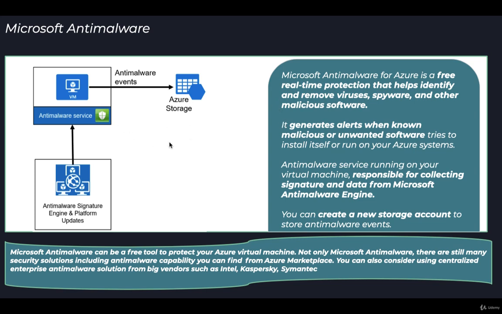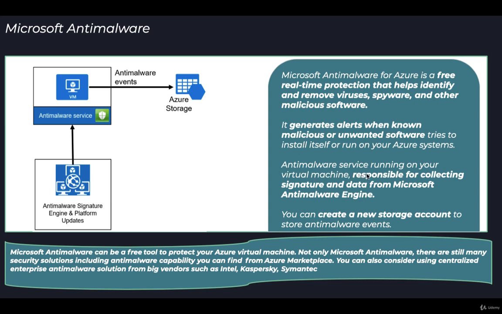So Microsoft Anti-Malware is a real-time protection, a free service that helps you identify malicious software installed onto your machine. Once it is installed, it can help you get various kinds of data. It can generate alerts if any malicious software is found or unwanted software is trying to install onto your virtual machines. You get all those capabilities with the help of Microsoft Anti-Malware.